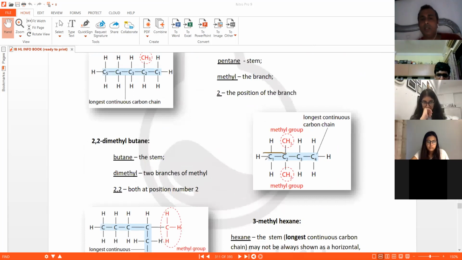Here the longest chain is but-, 4 carbons. I'll have to start counting from here because the branch is nearer here. So there are 2 methyl, which means there is dimethyl. And I will have to give the address of each methyl separately. So I will have to write 2, 2. Remember, I wrote 2 twice because there are 2 of them. So each number I need to write separately. So that's the position of the branch.